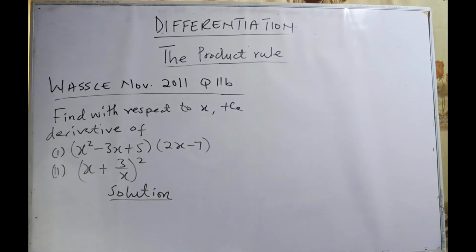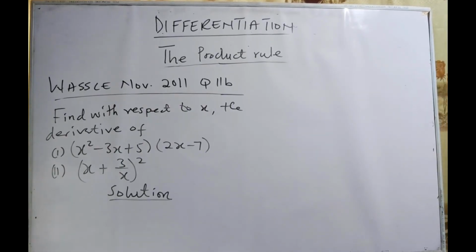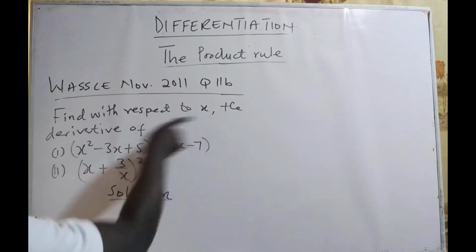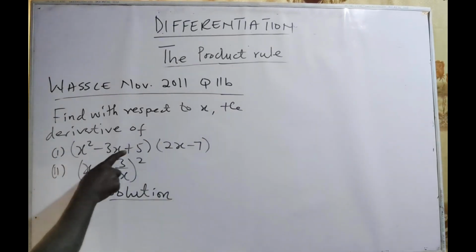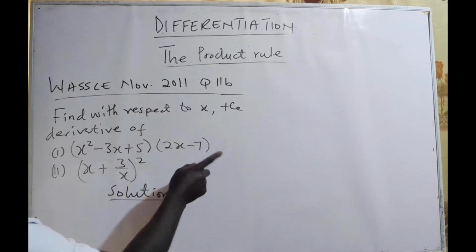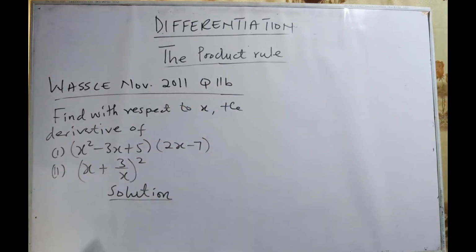Okay, so let's look at a past question on the product rule. Find with respect to s the derivative of s squared minus 3s plus 5 multiplying 2s minus 7. That is WASSCE November 2011 question 7b. And then (s plus 3 over s) all squared.